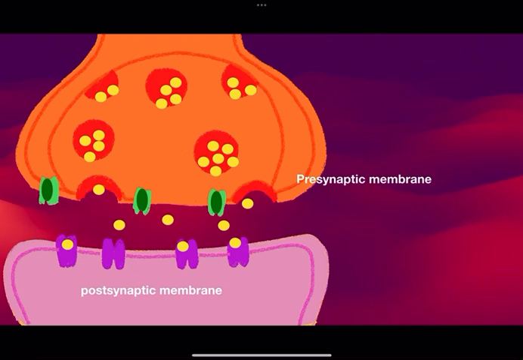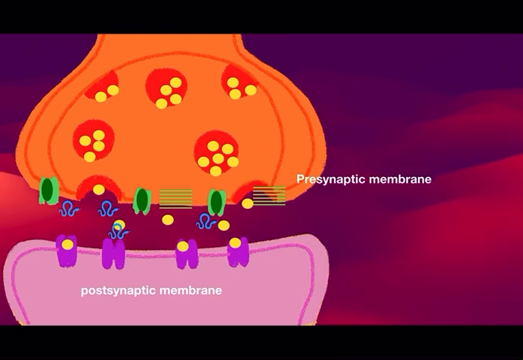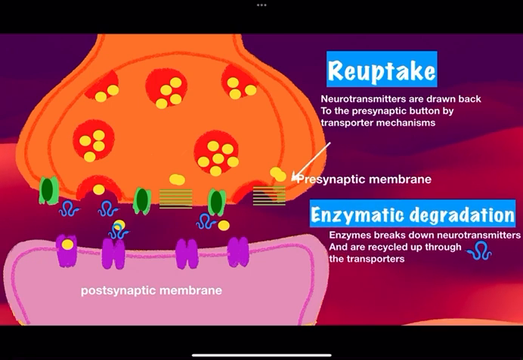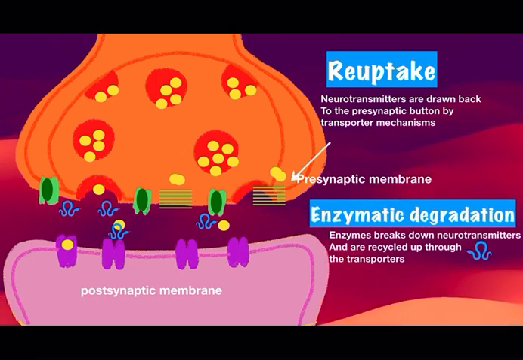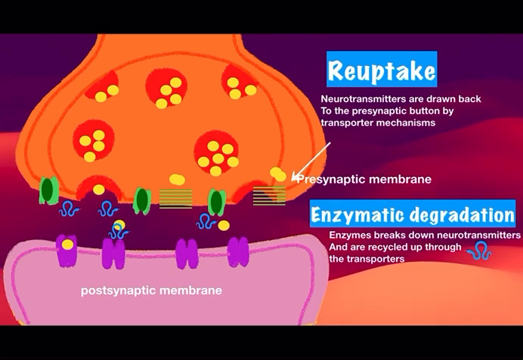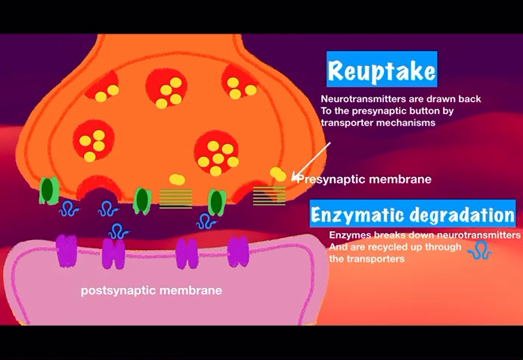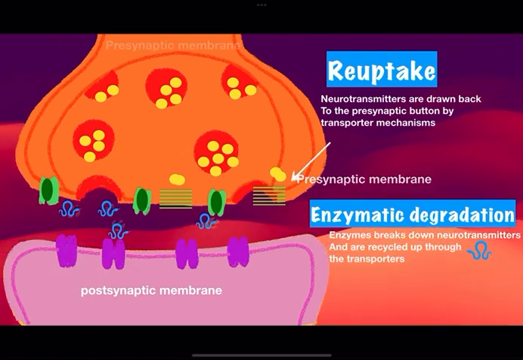After the neurotransmitters have sent their message, there are two types of mechanisms that occur to remove the remaining neurotransmitters from the synaptic cleft. One, in reuptake, neurotransmitters are drawn back to the presynaptic buttons by transporter mechanisms. Two, in enzymatic degradation, enzymes, which are proteins that bring about a biochemical reaction, break down neurotransmitters. Afterward, the parts are recycled up through the transporters to be used again.